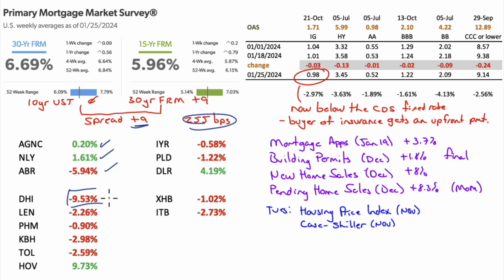DHI down 10%, in sympathy with some of the other housing stocks, except this crazy volatile guy at the bottom here. The guidance from DHI was fairly decent, but margins for the quarter did slip because of the incentives they're providing. Has housing run its course? Is this sort of an early warning?